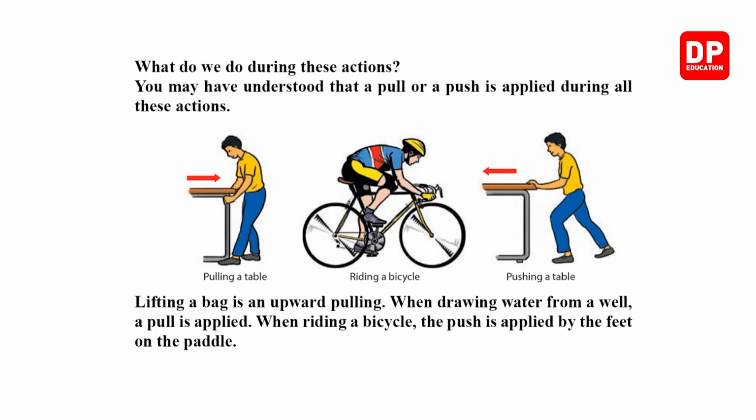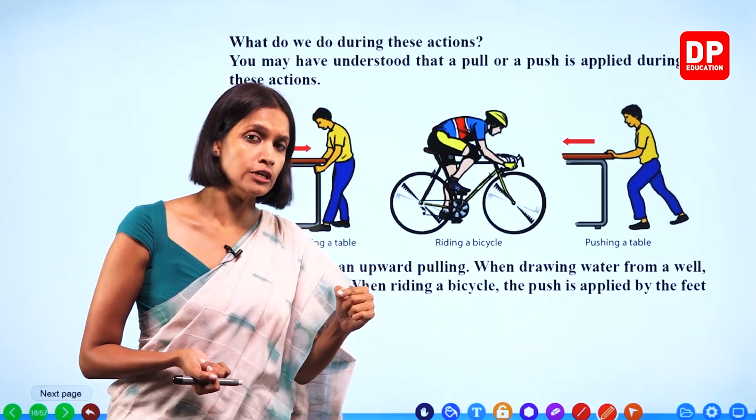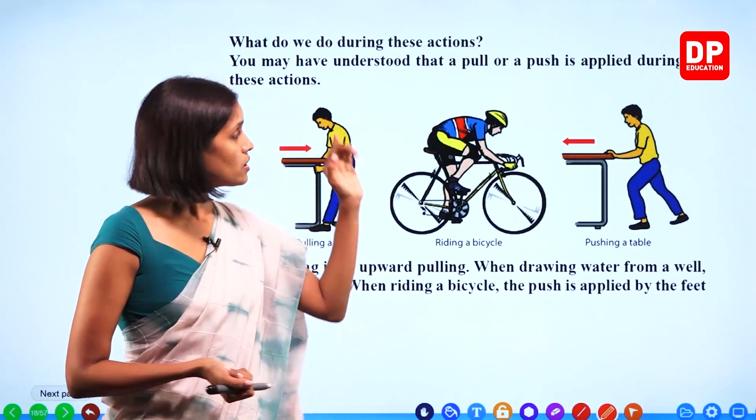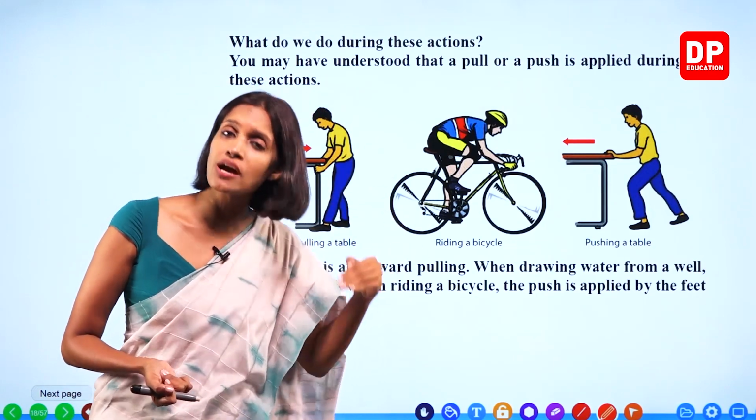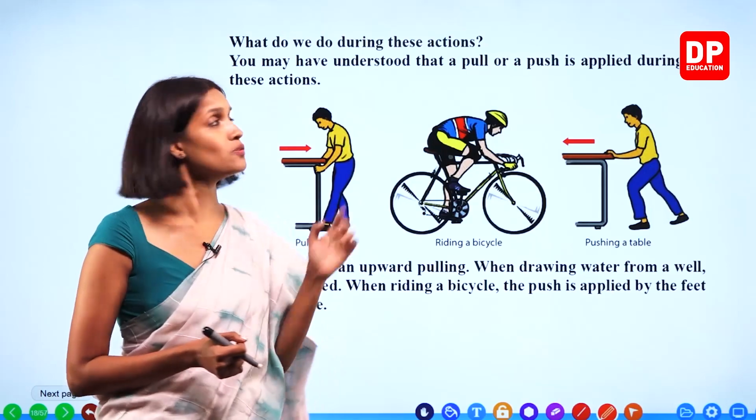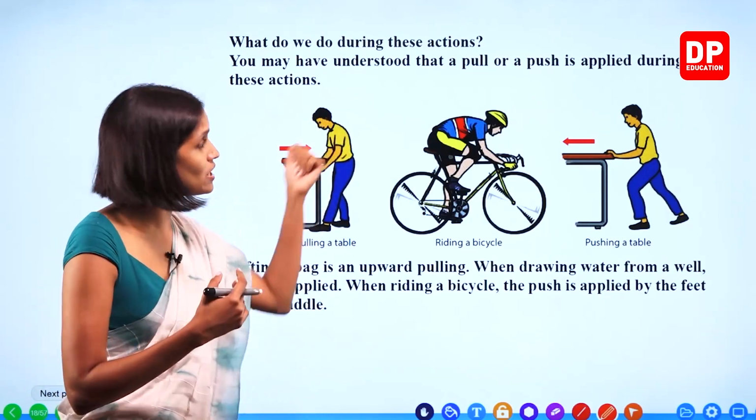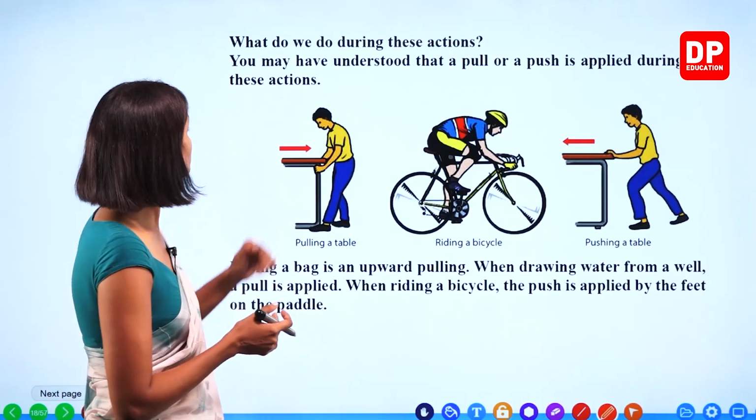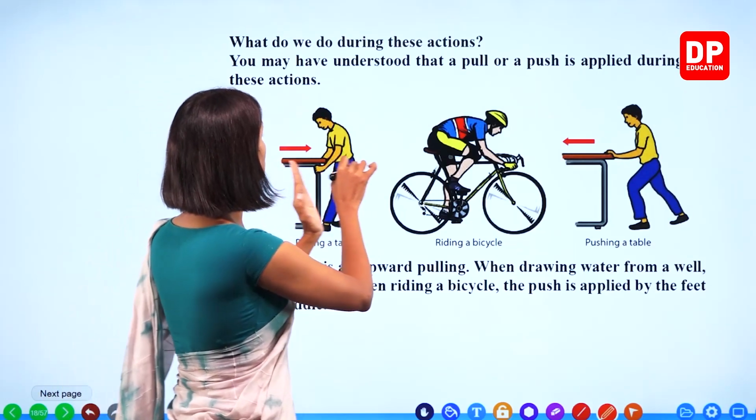Okay. So what do we do during these actions? You may have understood that a pull or a push is applied during all these actions. If you go through your list carefully, you will figure it out, right? Either pulling or pushing is applied, or sometimes both are applied in all these activities. There are instances where both pulling and pushing are applied, okay? So here, pulling a table. You all can see he's pulling towards himself.